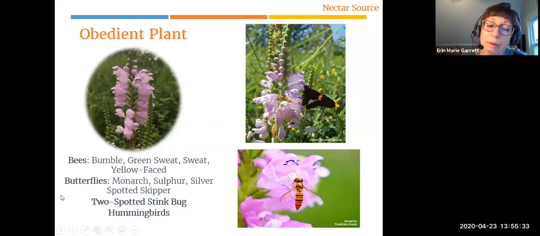All right, I think we're almost done with examples. Obedient plant, again, more tubular flower, so limited on what visitors it's going to have, but we've got several different bees, butterflies, hummingbirds. It's not a red flower, but that tubular shape has been known to attract some hummingbirds.